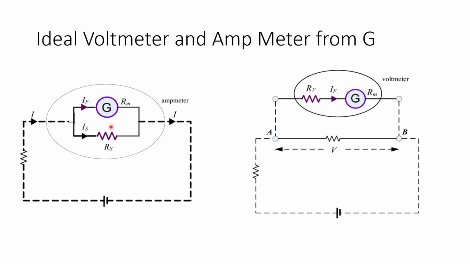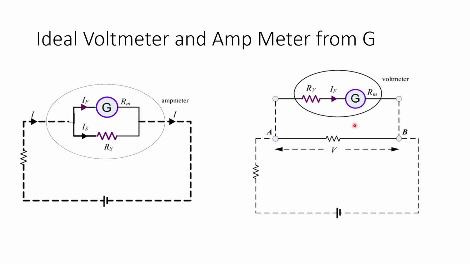If you add the two currents, you get the total current that you want to read from the ammeter. In this lab, we're going to modify the 50 microamp range up to 50 milliamp as an ammeter. So you're going to steal most of the current and do some calculations.